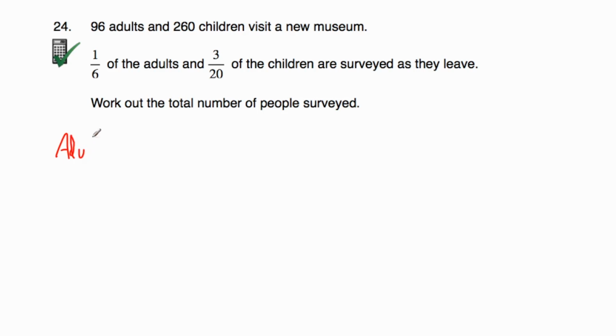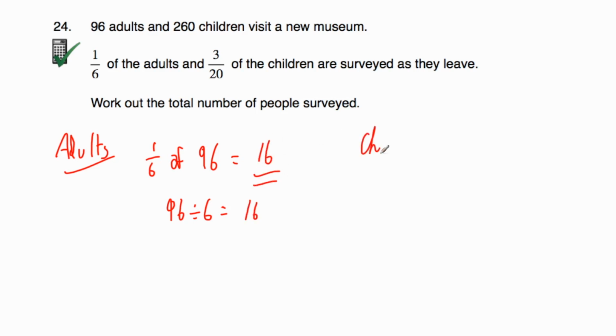So let's start off with the adults. So a sixth of the adults are surveyed, so we need to work out a sixth of 96. And if we work out a sixth of 96, that'll tell us how many adults were surveyed. And to find a sixth of a number, we just divide by 6, and it's a calculator question, so let's do 96 divided by 6, and that's equal to 16. So that means that 16 adults were surveyed.